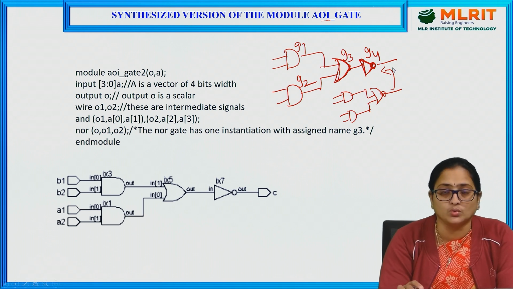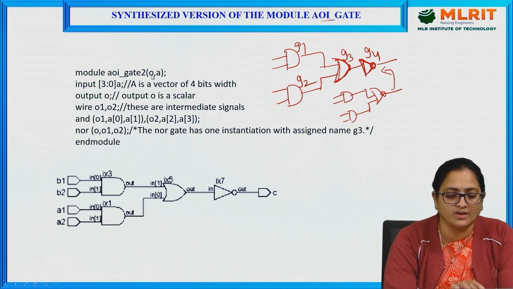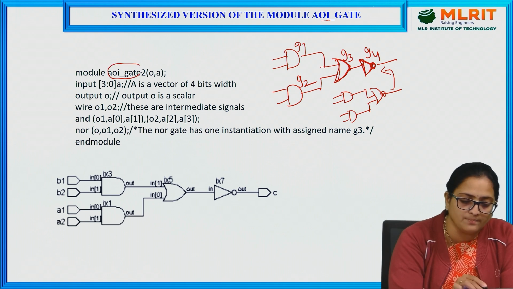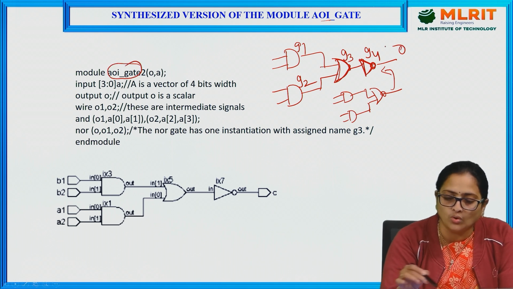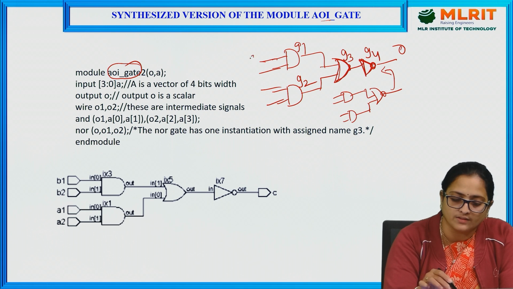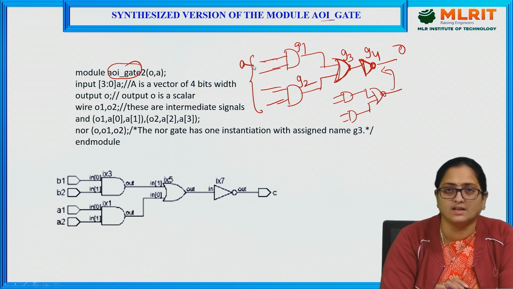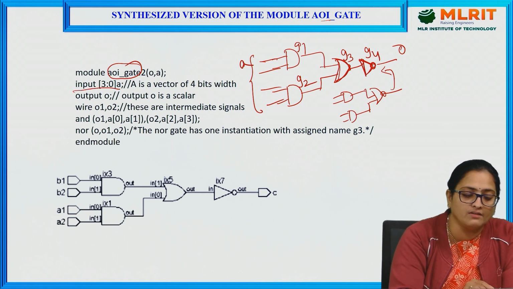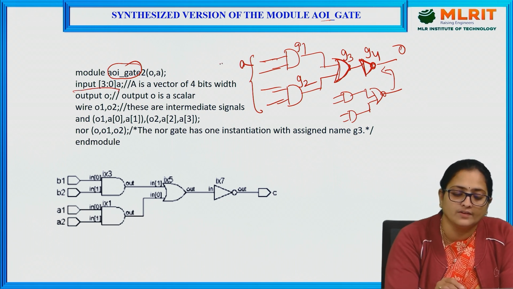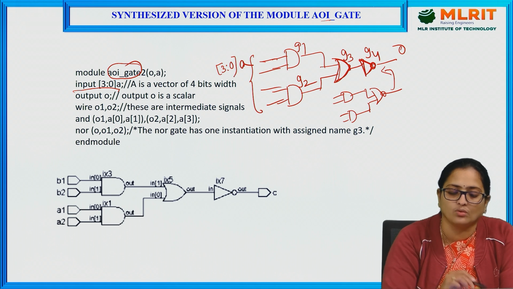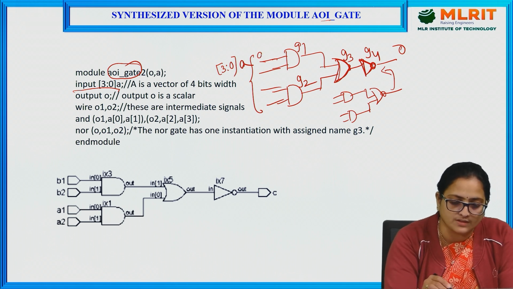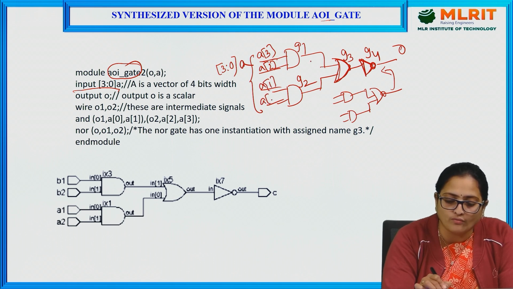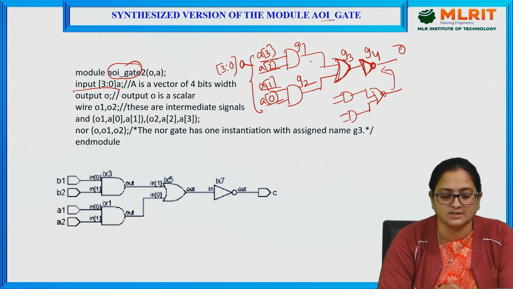For this circuit, the program has given us the module name, output O, and inputs. For these 4 values, it has given a single variable A. Now, this A is declared as a vector, that is, we declared this as [3:0] A. That means this gives A[3], A[2] as the inputs for AND gate G1, and A[1], A[0] will be the inputs for AND gate G2.